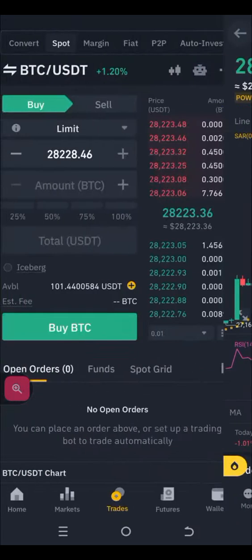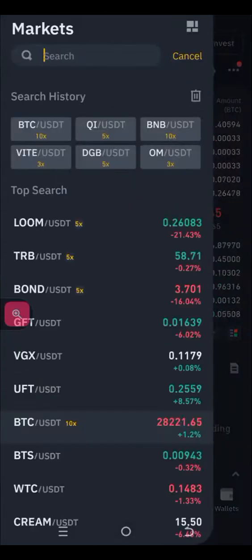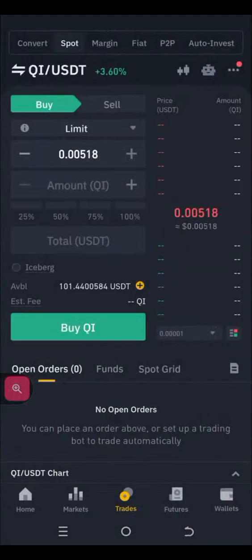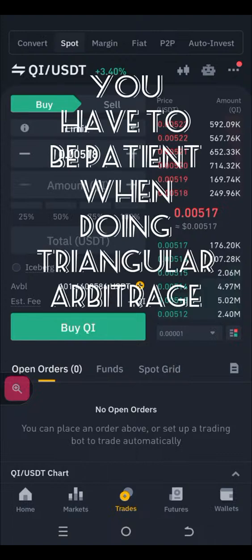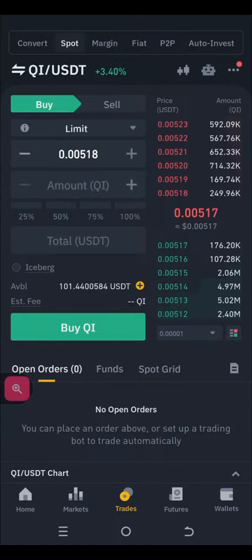It's actually about QI, USDT, and that is our triangular arbitrage. And it's good. We were able to make money. Anyways, let me tell you something. When you're doing triangular arbitrage, you've got to be patient, because you never know when it's going to come out.